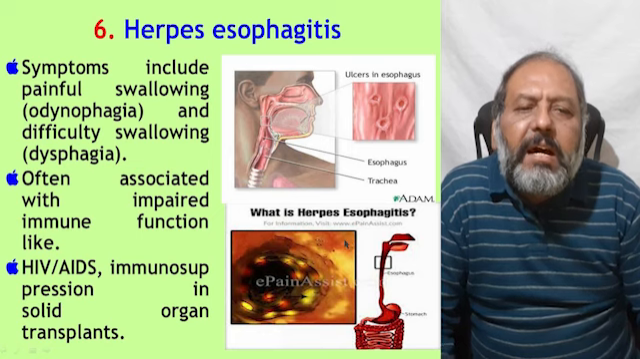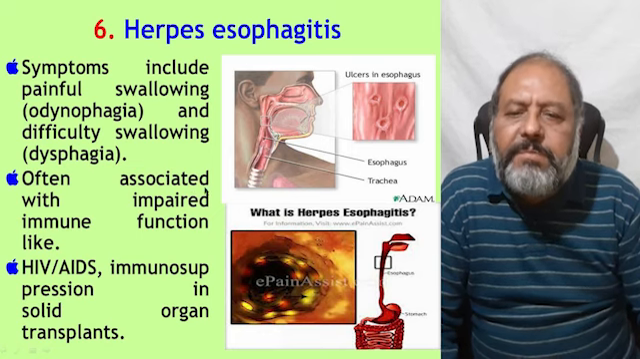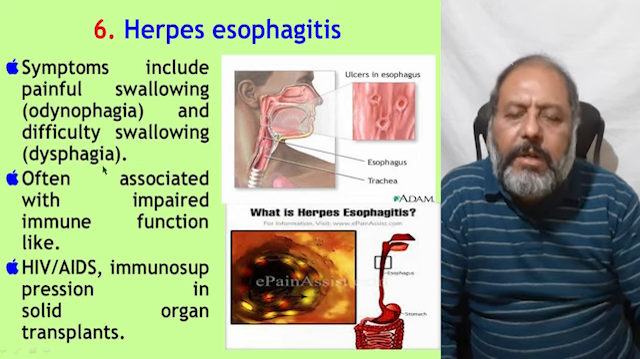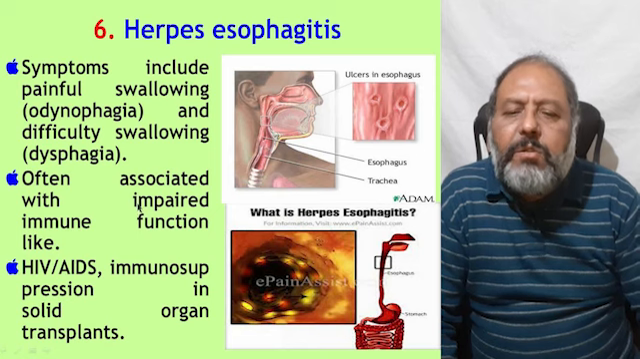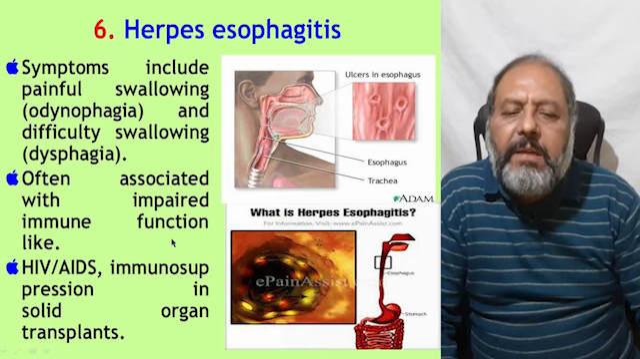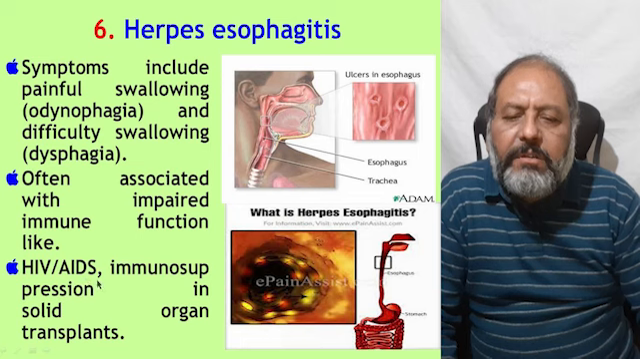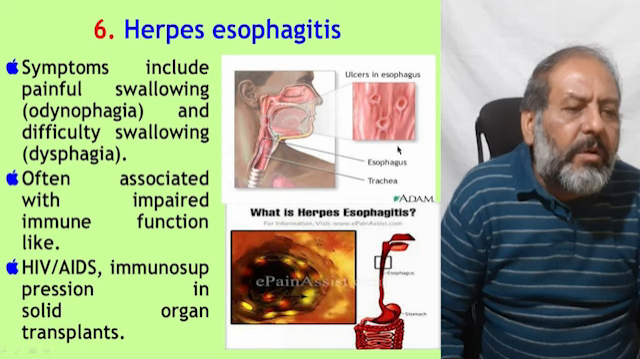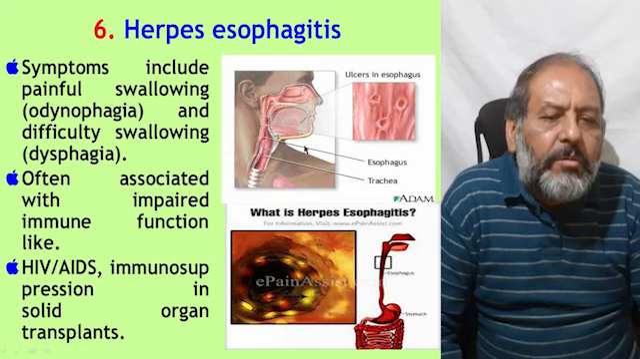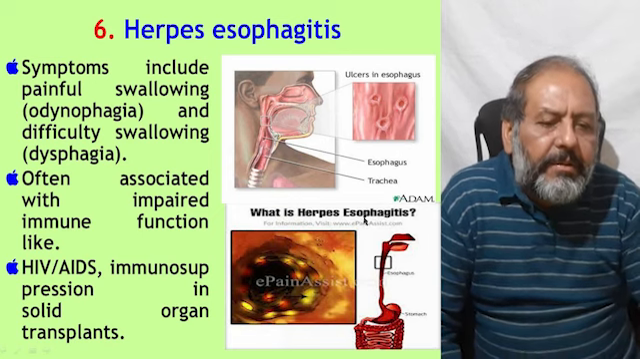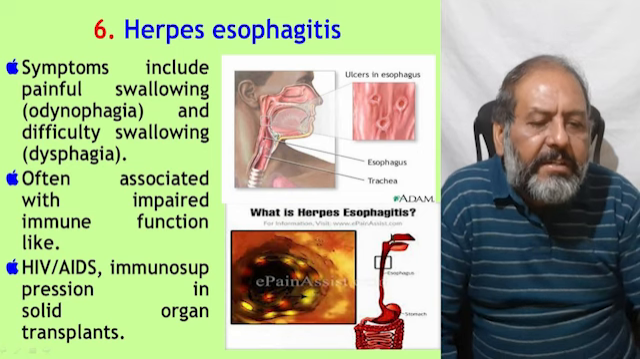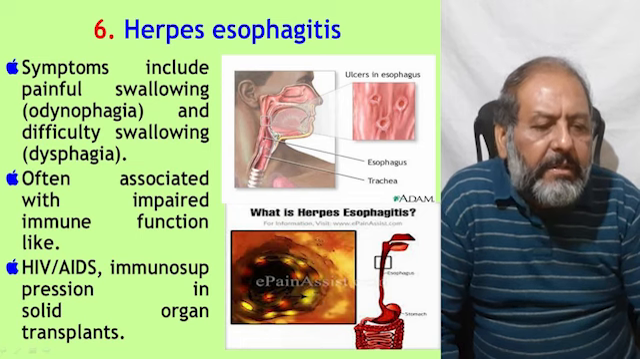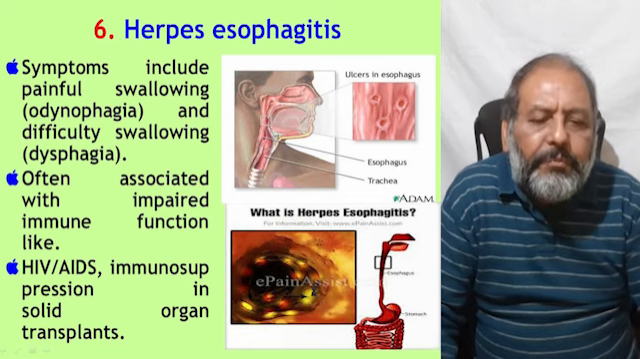Number six is herpes esophagitis. The symptoms include painful swallowing, odynophagia, and difficulty in swallowing, which is called dysphagia. It is often associated with impaired immune function like HIV or AIDS, or immunosuppression in solid organ transplant. Here one can see the ulcers in the esophagus, and the lesions of herpes esophagitis on the esophagoscopy.